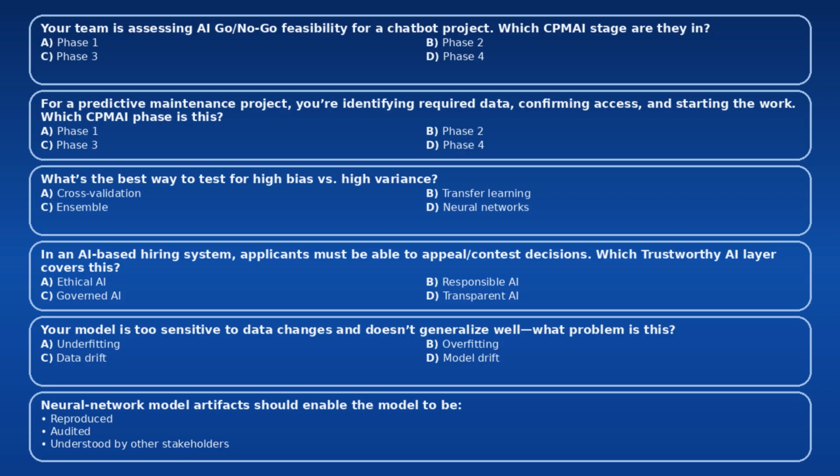Your team is assessing a go no-go feasibility for a chatbot project. Which CPMAI stage are they in? Is it phase 1 or phase 2 or phase 3 or phase 4? You would have guessed by now, the answer is phase 1, business understanding phase.